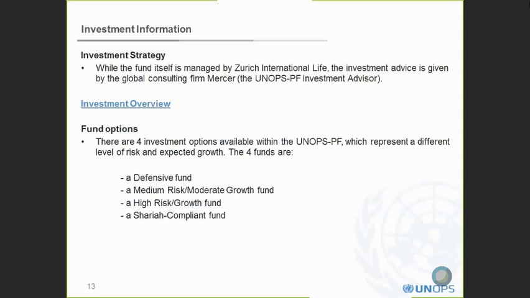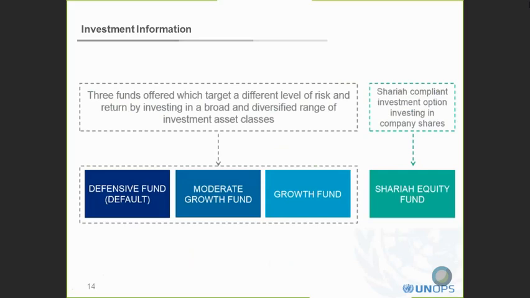For example, there are 4 investment options available for the UNOPS Provident Fund, and they represent different levels of risk and different expected growth. They're called defensive fund, medium risk or moderate growth fund, high risk growth fund, or Sharia compliant fund. I'll tell you more about it in detail in the next slide. So the risk level, if you will, goes from the very defensive fund, which is the lowest risk, and it goes higher and higher in risk.